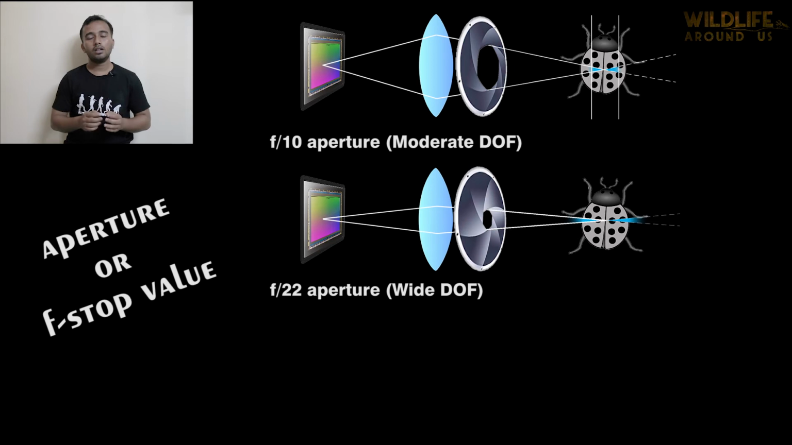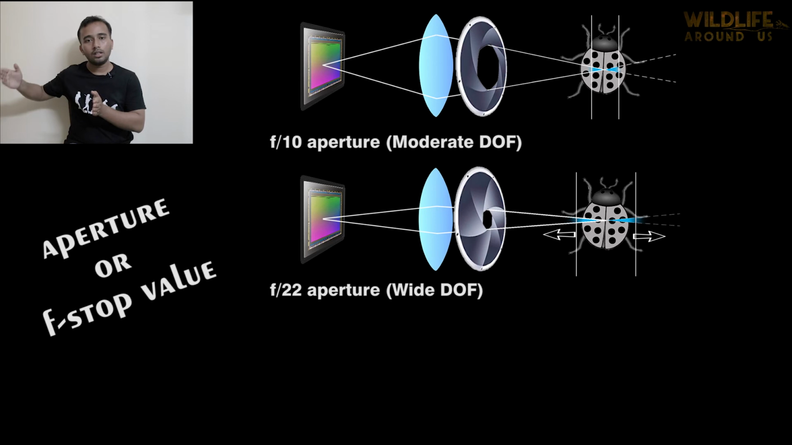In the second case we are increasing the f-stop value from f10 to say f22. Now the aperture size is small. Now you can see what happens is that light from the subject is forced to enter the camera through that small hole only. That ultimately squeezes the area which is in focus outwards. Thus we are getting a much wider depth of field.